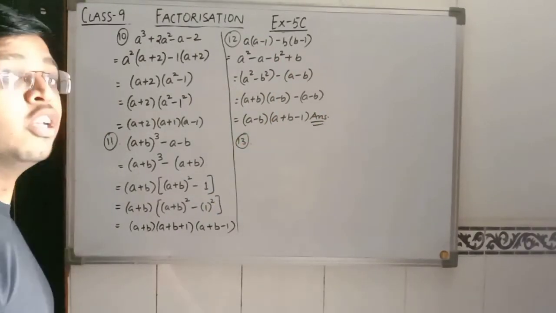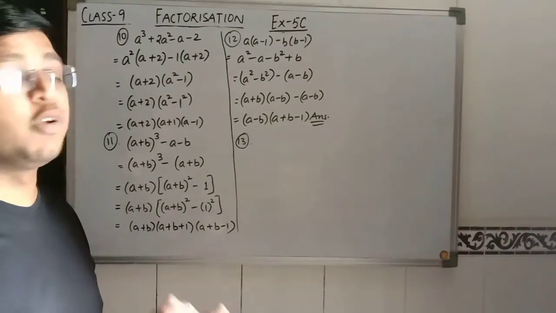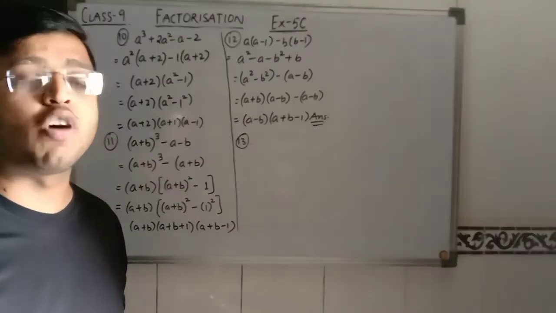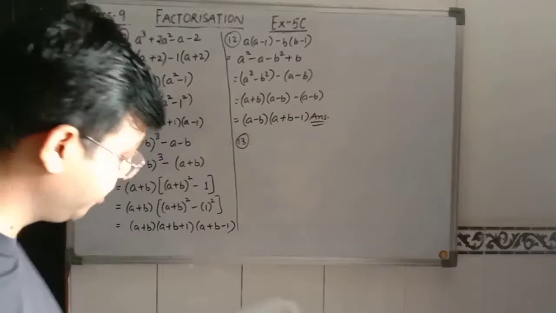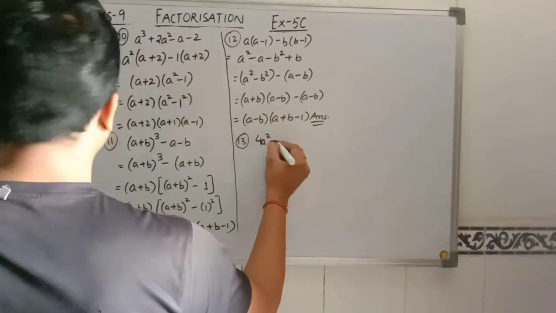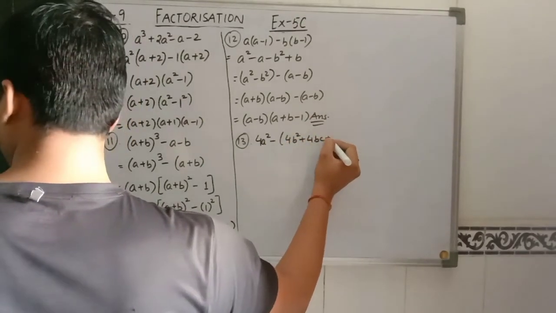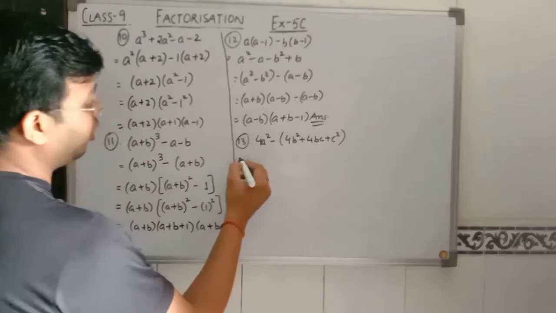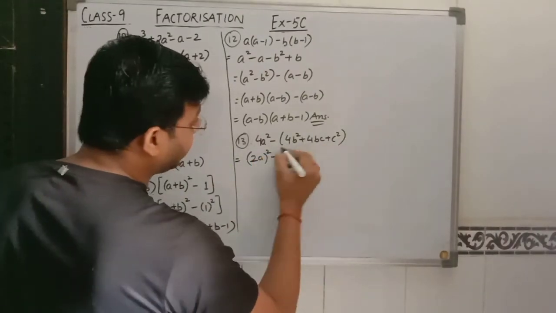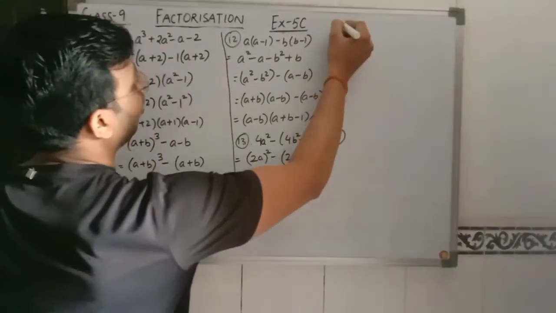Now question number 13. So sometimes everything is possible. So we don't have to forget those values, those situations which we have already solved in previous exercises. Question number 13 is saying 4a square minus, in brackets, 4b square plus 4bc plus c square. Now we have to observe it carefully. This can be written as 2a whole square, and these all three terms can be written as 2b plus c whole square. How? Look carefully.